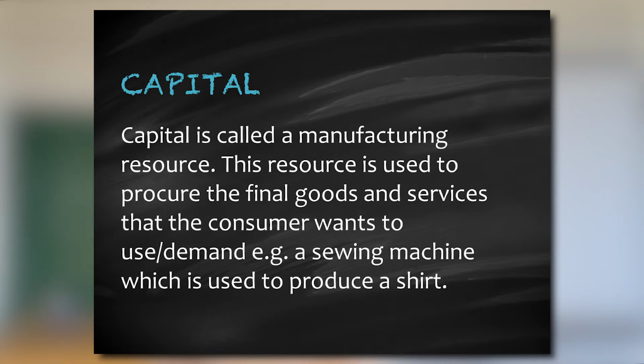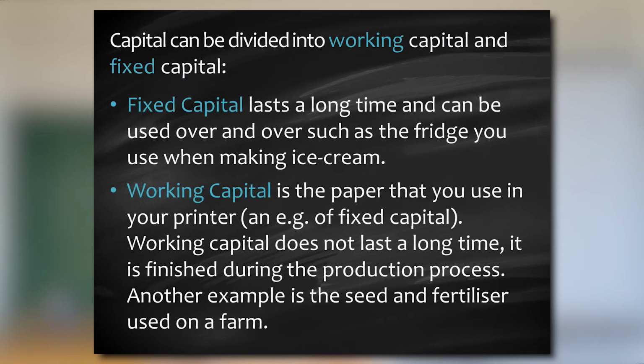Capital goods we can divide into two types. We divide it into fixed capital. That is like a washing machine. You can reuse this product for many years. Or a fridge that you have in your house that you reuse and reuse.